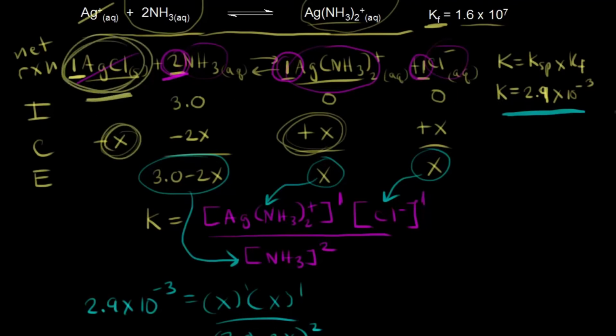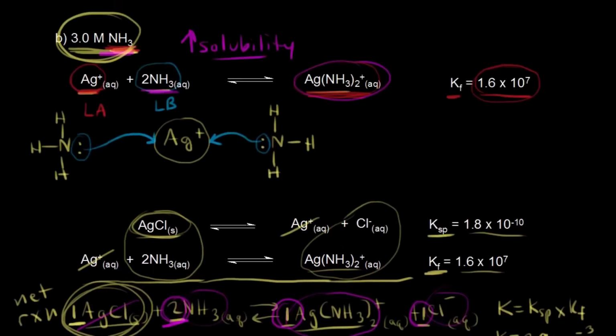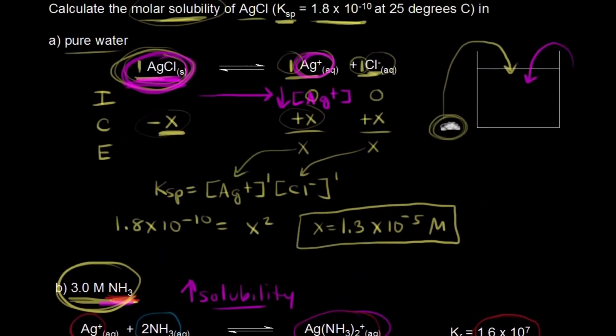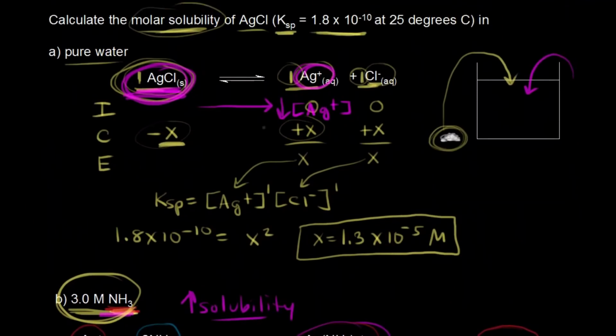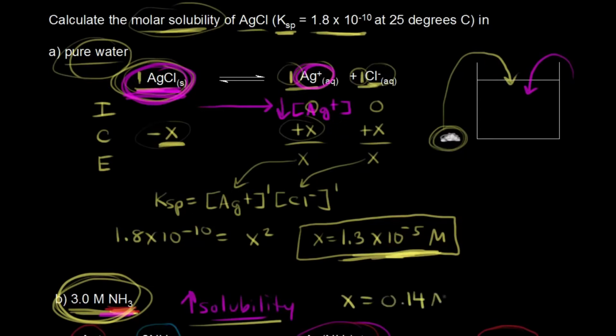So it's 0.14 molar. Let's go way back up to the beginning and compare the molar solubilities. Right, so in pure water, the molar solubility of silver chloride is 1.3 times 10 to the negative 5 molar, which isn't very soluble at all. But now we have ammonia present. We've increased the solubility, and we just calculated the molar solubility is 0.14 molar. And obviously 0.14 molar is a lot larger than 1.3 times 10 to the negative 5. So the formation of a complex ion increased the solubility of our slightly soluble compound, silver chloride.